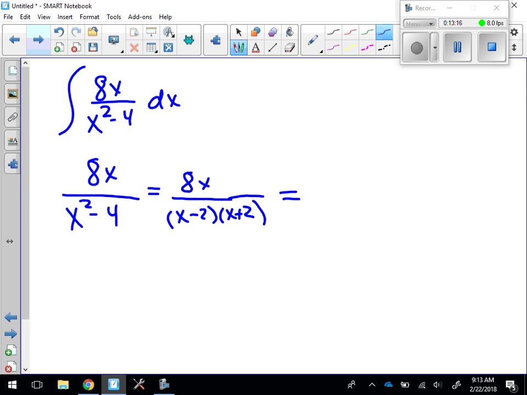So a big part of partial fraction decomp is undoing the part where you found a common denominator. Okay, because what I have right here is a common denominator, but I don't want one anymore. I want to undo the common denominator thing so that I've got something over x plus 2 and something else over x minus 2.